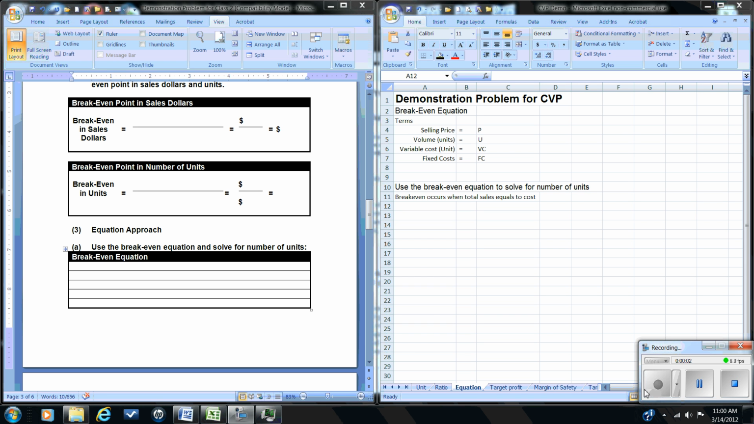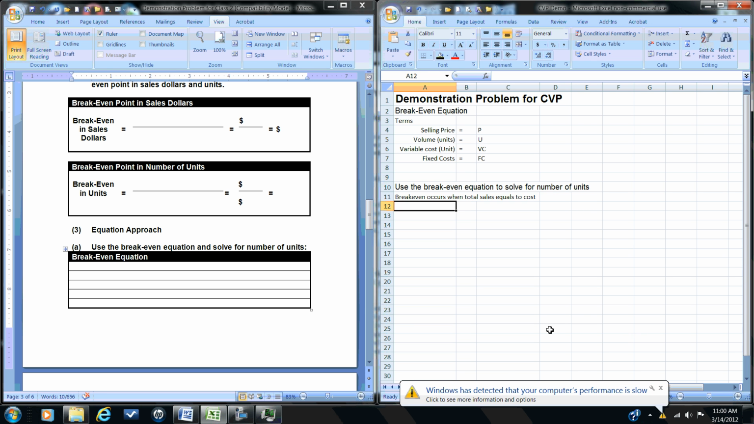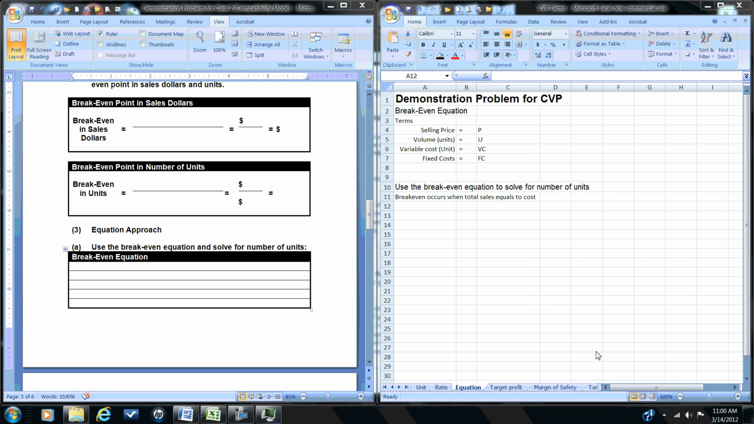This is the third video showing different methods of determining the break-even point. We know that the break-even occurs when total sales equals total cost. So we can use an equation to determine where total sales intersects with total cost, and that's the break-even point.